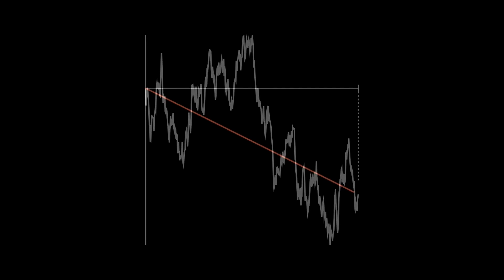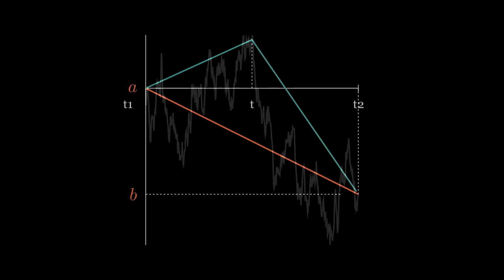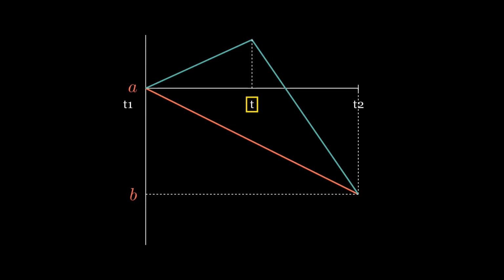Looking more closely at this example, we start the Brownian bridge at time t1 at the point A, and it finishes at time t2 at the point B. We want to know what the distribution of a Brownian motion is at an intermediate point t, conditional on the path being tied down at times t1 and t2.